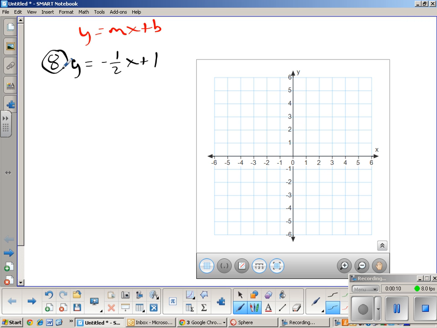Number 8, we want to recognize that the equation is already in slope-intercept form. What does the M stand for? Slope. And what does the B stand for? The y-intercept means what? Where it crosses the y-axis. That's correct. And so where does this line cross the y-axis? At positive 1. We put a dot there.